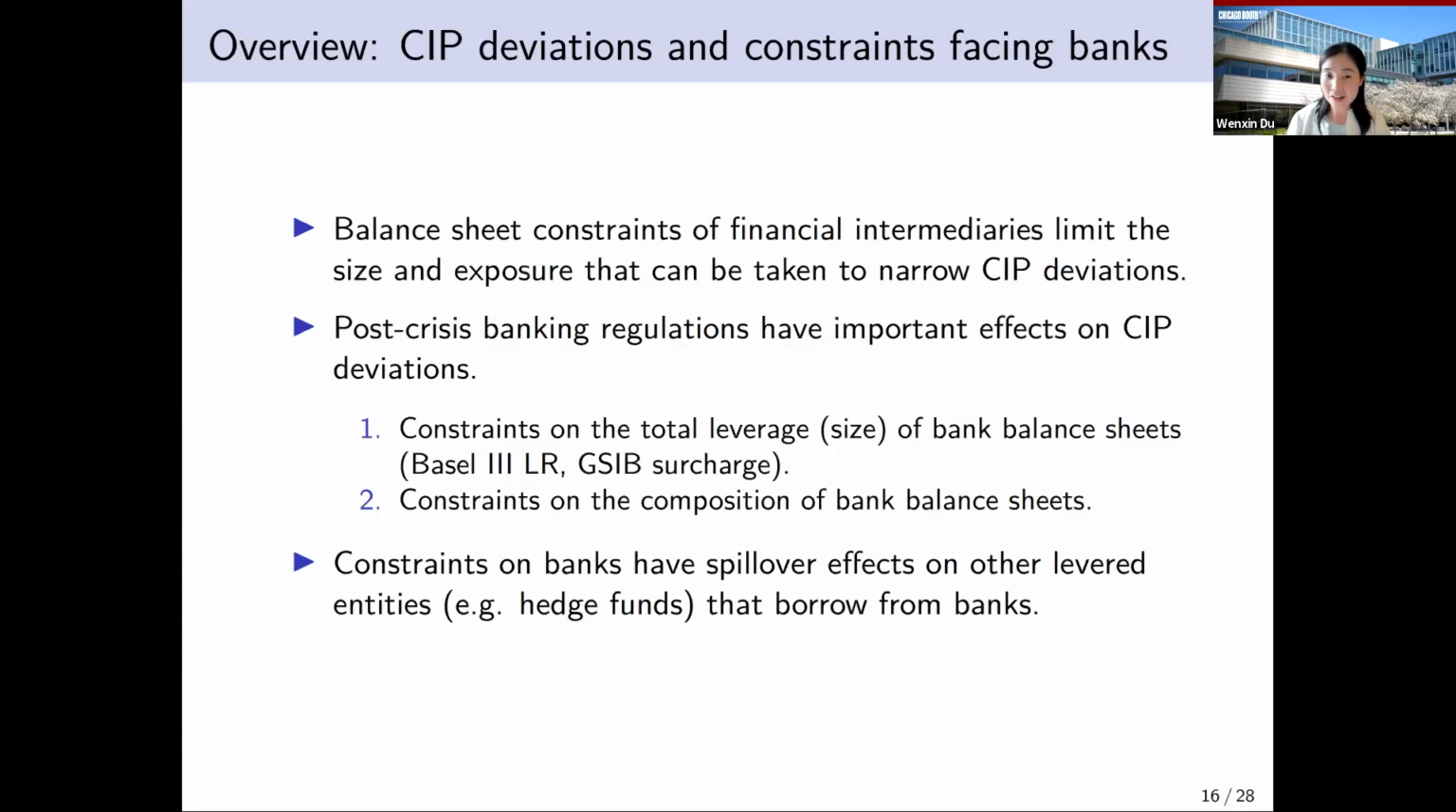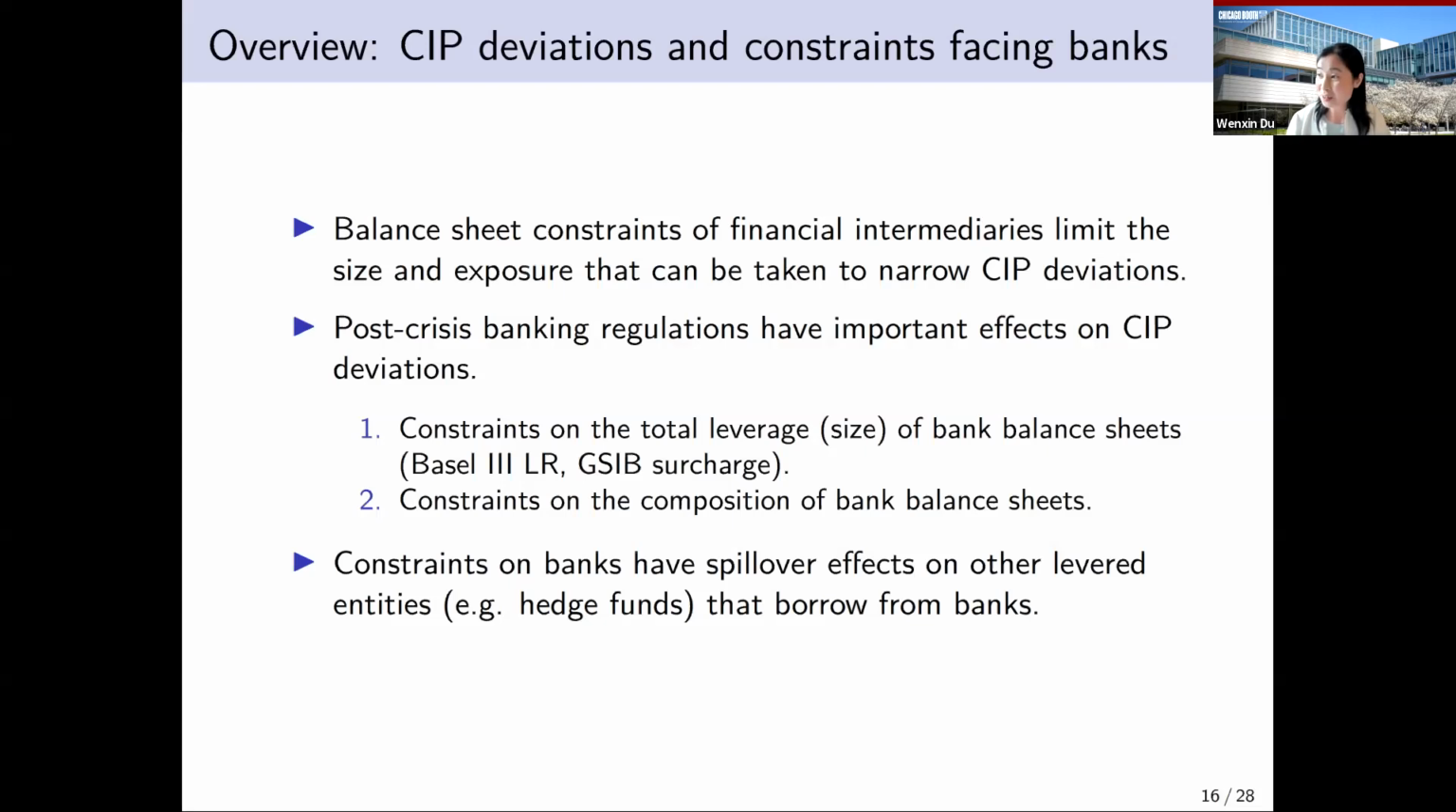I'm going to quickly comment on the constraints facing banks. The constraints facing banks are obviously the post-crisis regulatory constraints on the banking sector. Broadly speaking, they fall into two categories. There are constraints on the size of bank balance sheets, in the form of total leverage. For instance, the Basel III leverage ratio requirements require global banks to maintain at least 3% capital against all assets, regardless of their risk characteristics. And global banks also care about the GSIB capital surcharge, where the size of the balance sheet is also a very important component of the GSIB score, okay?